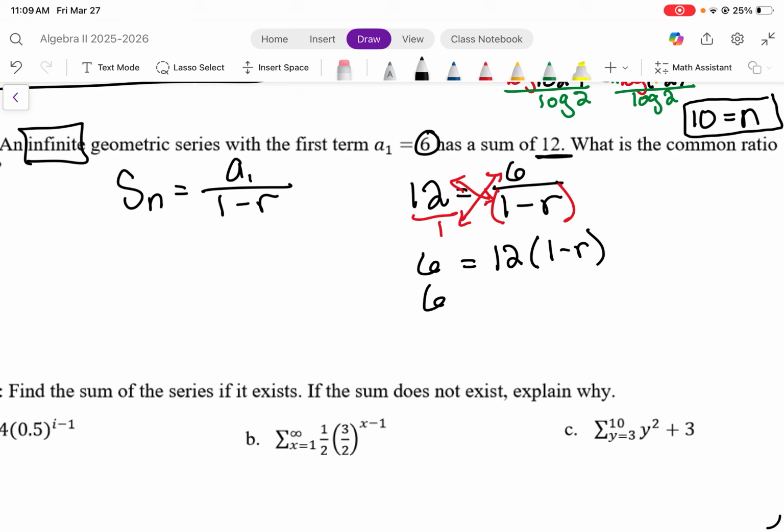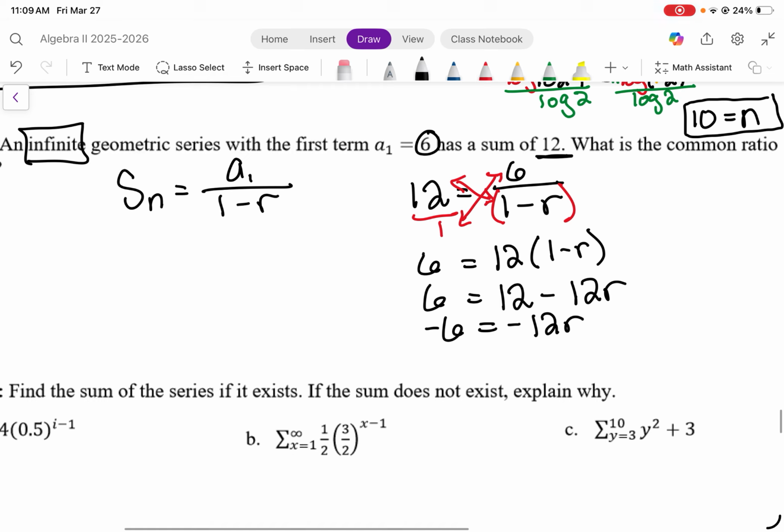Then I can distribute the 12 to give me 12 minus 12r. Subtract the 12, that will be negative 6 equals negative 12r, and then divide by negative 12. And that gives me 1/2 equals r. If you wrote it as 0.5, that would also be okay, but that is your r value.